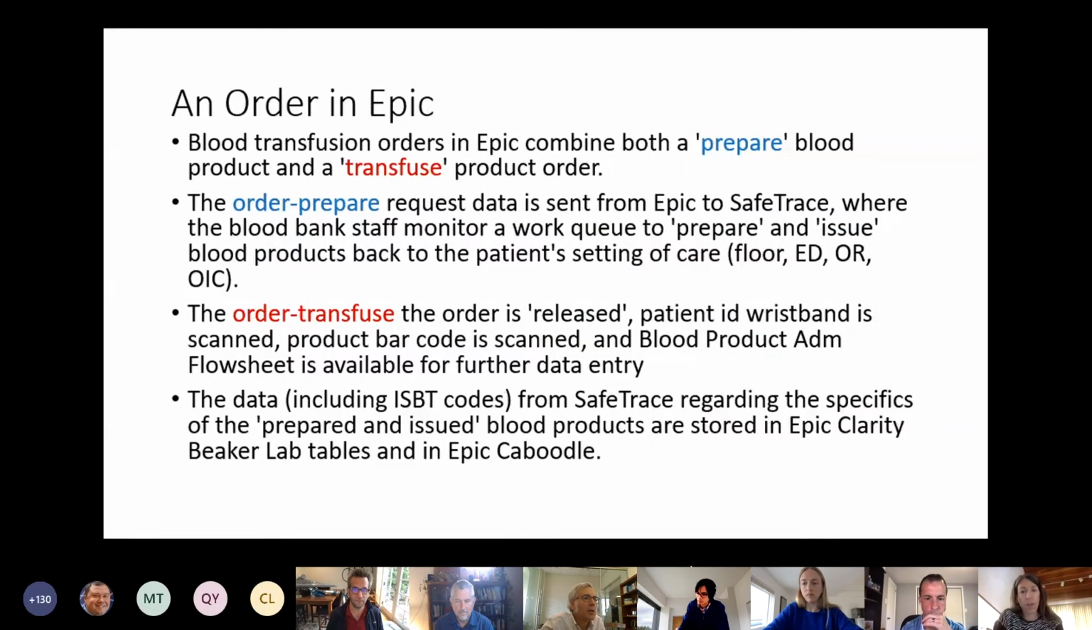So I'm not going to read every word on this slide, but a little bit about what I had just said. On the last bullet, the thing that was key for us is that SafeTrace was our blood bank, and we found data stored in a number of places within the Epic Clarity Beaker lab tables, which is very helpful for us. And then Epic Caboodle is the source for our OMOP data transfer. So we needed to know where this data landed in Caboodle, and we needed to make sure that it was actually in Caboodle so that we could do the Caboodle to OMOP ETL.